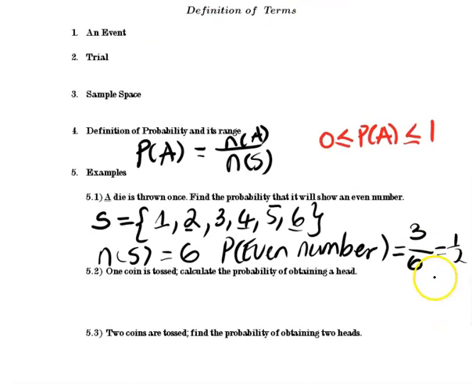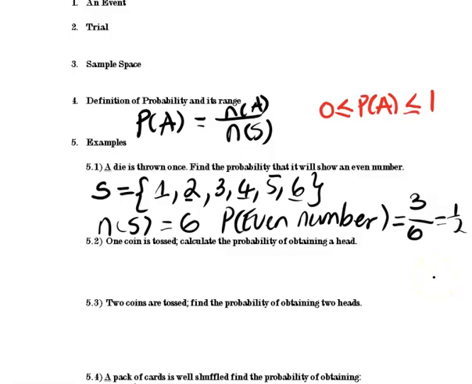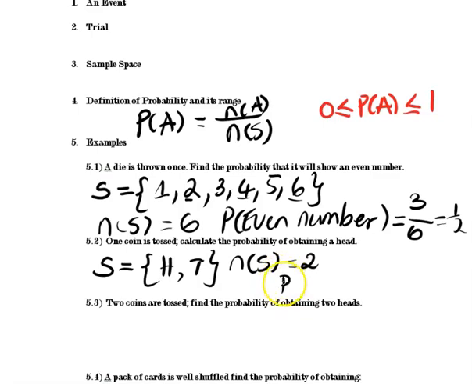Okay. Now the second example. One coin is tossed. Calculate the probability of obtaining a head. When a coin is tossed, what's the sample space? You have head, you have the tail. So the number of elements in the sample space is 2. Probability of obtaining a head: number of heads there over number in the sample space. So we have 1 over 2.